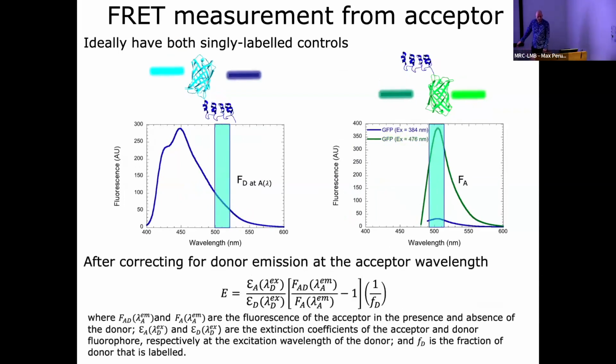And then we end up down here at the bottom, where the energy transfer is really dependent upon the ratio of the acceptor fluorescence in the presence of the donor over its absence, and then related to the extinction coefficient of the donor and the acceptor at the wavelength of the excitation. Over again, how much you've labeled if you've got a labeled system.